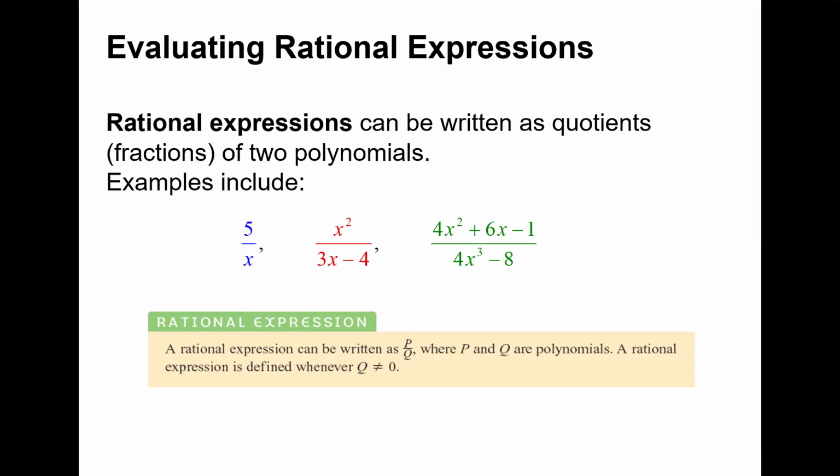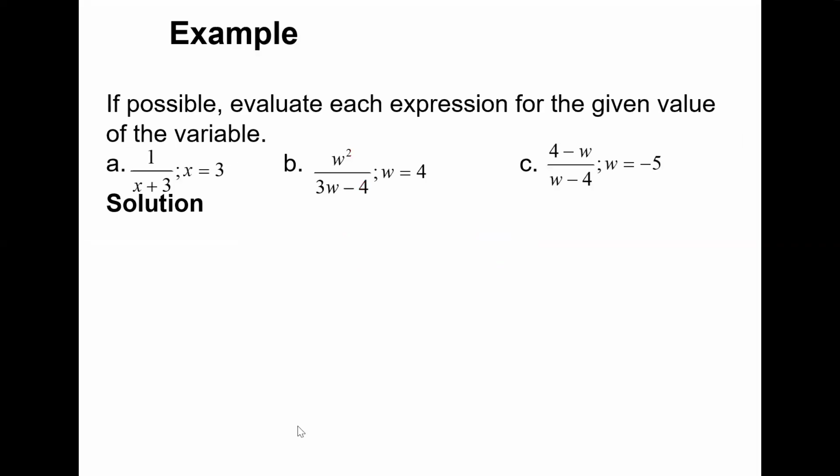Now, a rational expression can be written as p divided by q, where p and q are polynomials, and a rational expression is defined whenever this denominator is not equal to 0. So if the denominator is equal to 0, then it's not defined. All right, so let's evaluate some here.